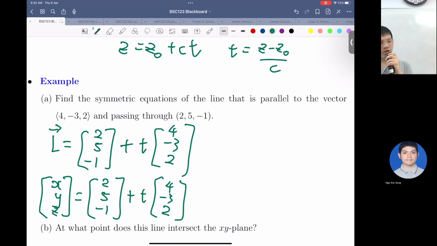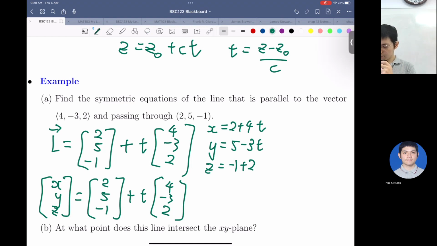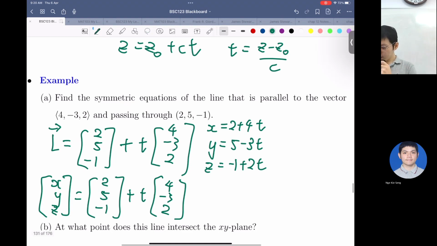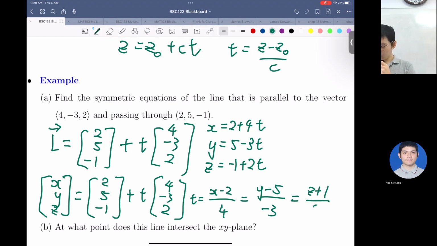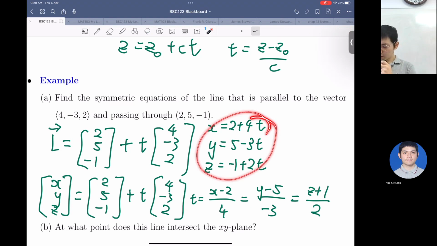From here you can get 3 equations. You get x equals 2 plus 4t, y equals 5 minus 3t, and z equals -1 plus 2t. So t equals (x minus 2) over 4, which equals (y minus 5) over minus 3, which equals (z plus 1) over 2. You find t in terms of x, in terms of y, in terms of z.